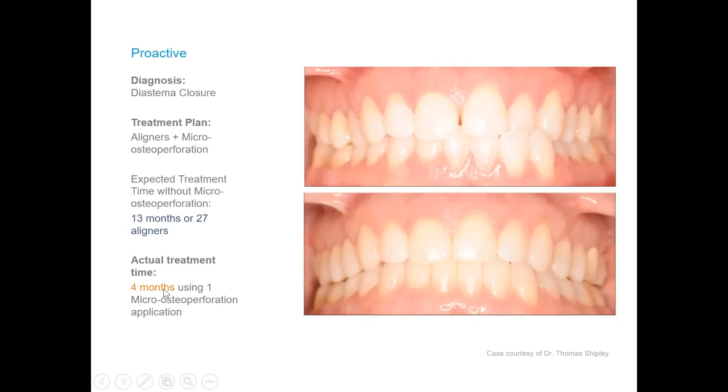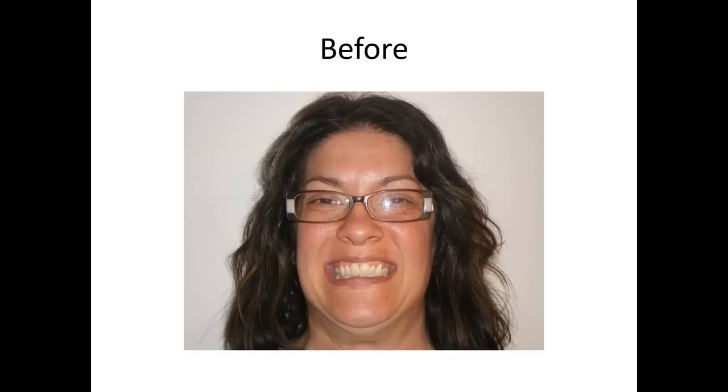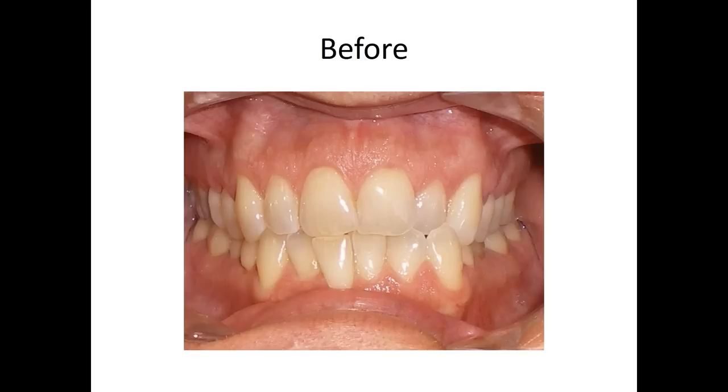Again, Dr. Thomas Shipley, another case with some class 1 malocclusion, some crowding of the lower anterior teeth, a little bit of the upper, and an expected treatment time to get this case completely resolved would be about 17 months, maybe 15 to 17 months realistically. And here you have, again, a case that's utilizing one micro-osteoperforation application at the beginning of treatment and followed by 6 months in Invisalign.